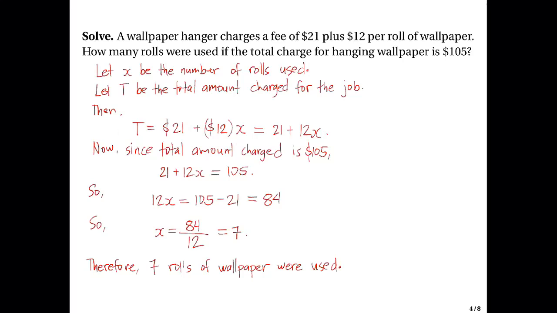Now, there is a question. What if we only represented x and put the total in the working equation immediately? That's totally fine. You don't have to put this t equals blah blah. You can just put: let x be the number of rolls used, then 21 plus 12x equals 105. It's totally fine.